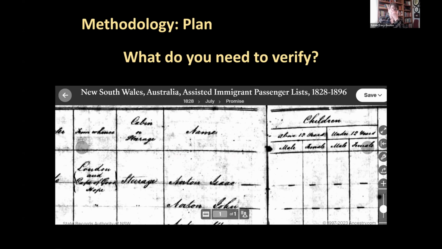So here's an example of a New South Wales, Australia assisted immigrant passenger list. If you're not familiar with the term assisted immigration, that means that either the local or the national government assisted that individual with paying their ship's passage, for getting their family on a ship and going elsewhere.